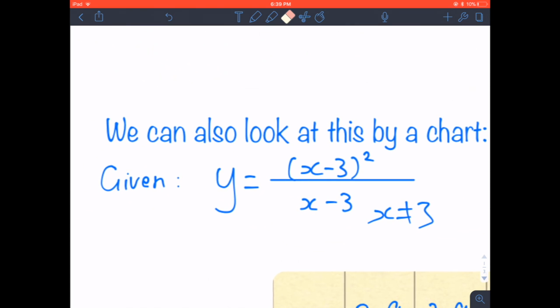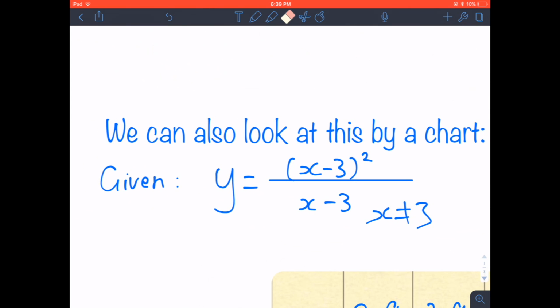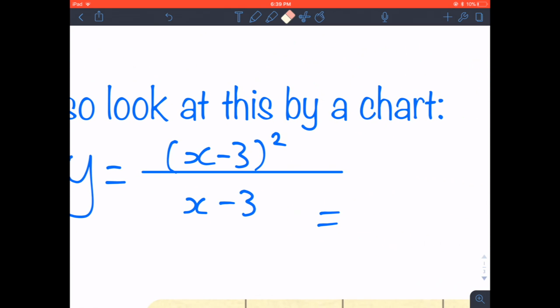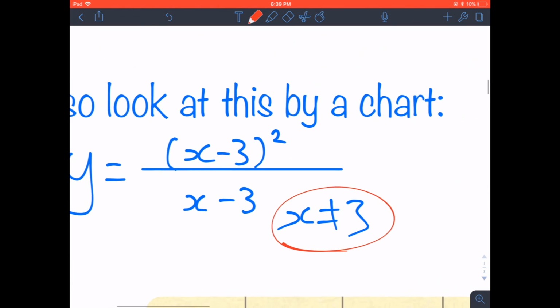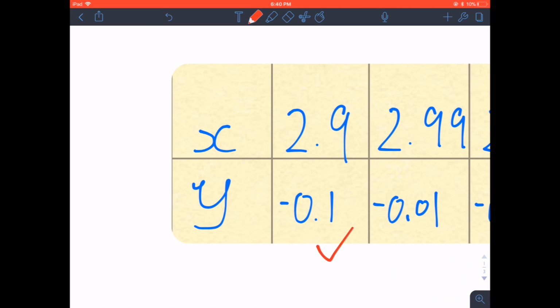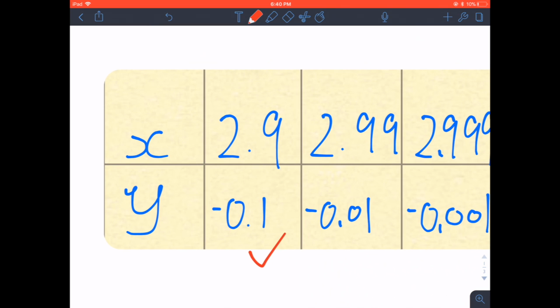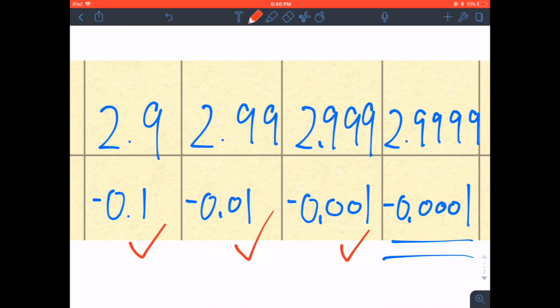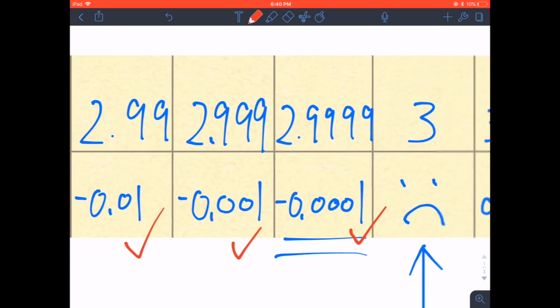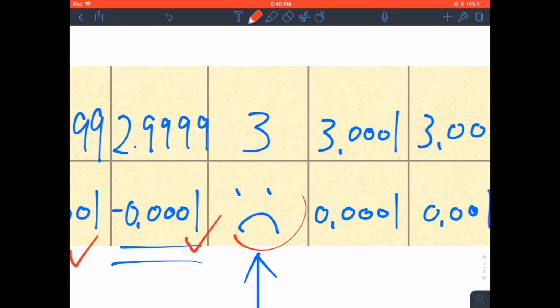We can also look at this with a chart. The same function, and we know that x cannot equal 3, but let's see what will happen when x gets to 3. Let's take a closer look at this chart. When x is 2.9, y is negative 0.1, which is okay, and at 2.99, it just gets more precise, and the same for the next ones. But when it gets to 3, it becomes a sad face, which is undefined.